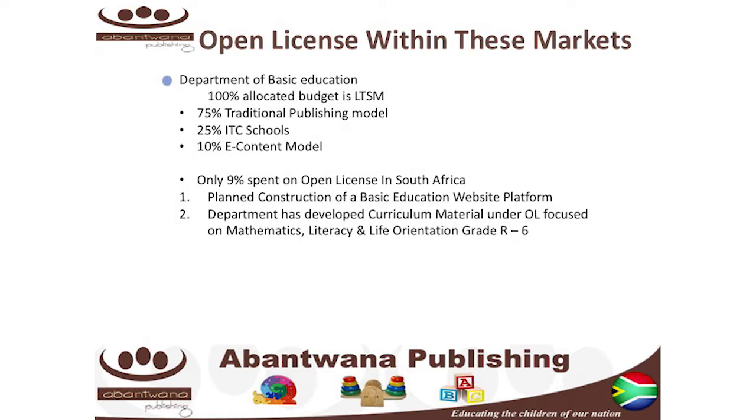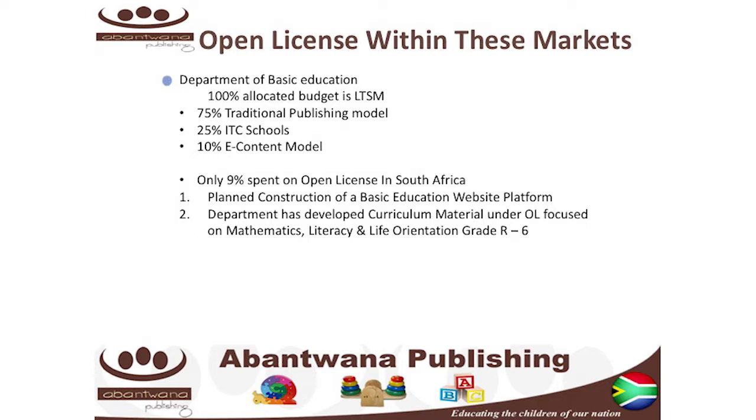The first one is they've actually planned to construct, or maybe it's underway, the construction of a basic education website platform. So it'll be like the e-commerce version where publishers, whether small or SMMEs, small publishers or large publishers, are able to actually now submit through their materials on an online basis for schools to access them. This model was created mainly for the ITC schools because they were piloting the use of e-publications for those schools and integrating them with STEM and robotics, which is what the ITC spectrum was trying to do.